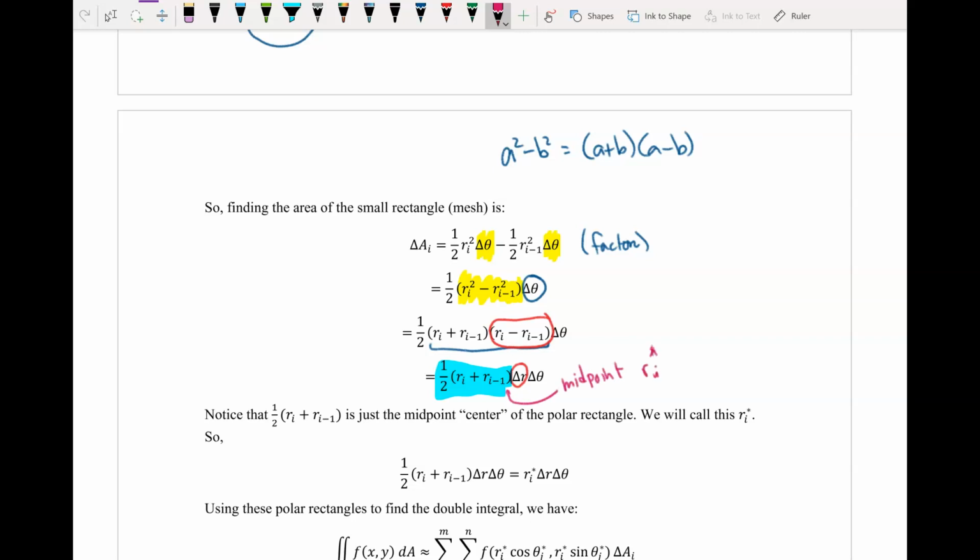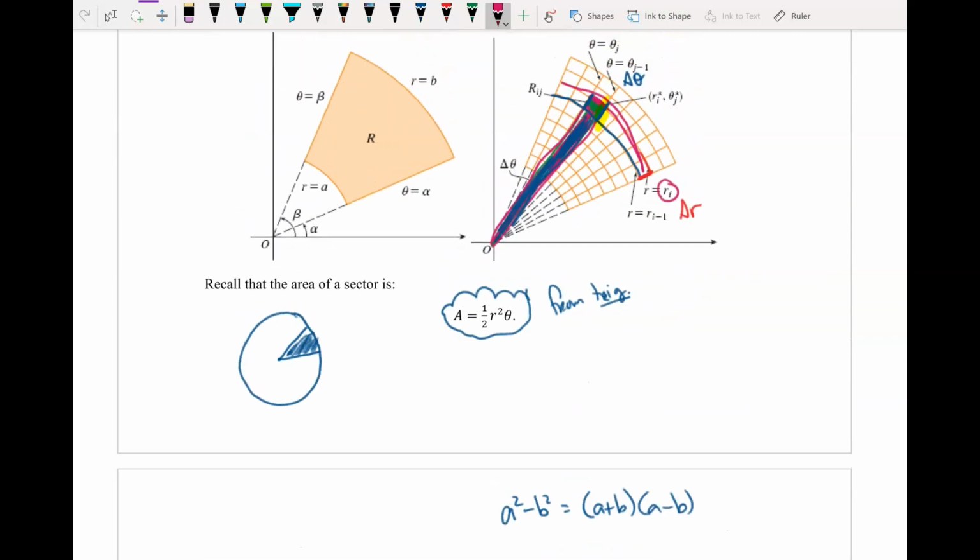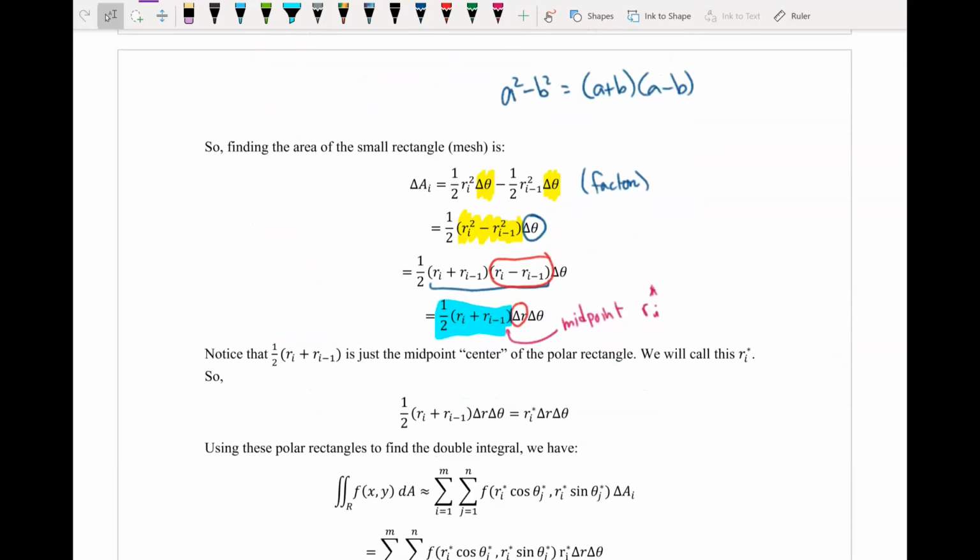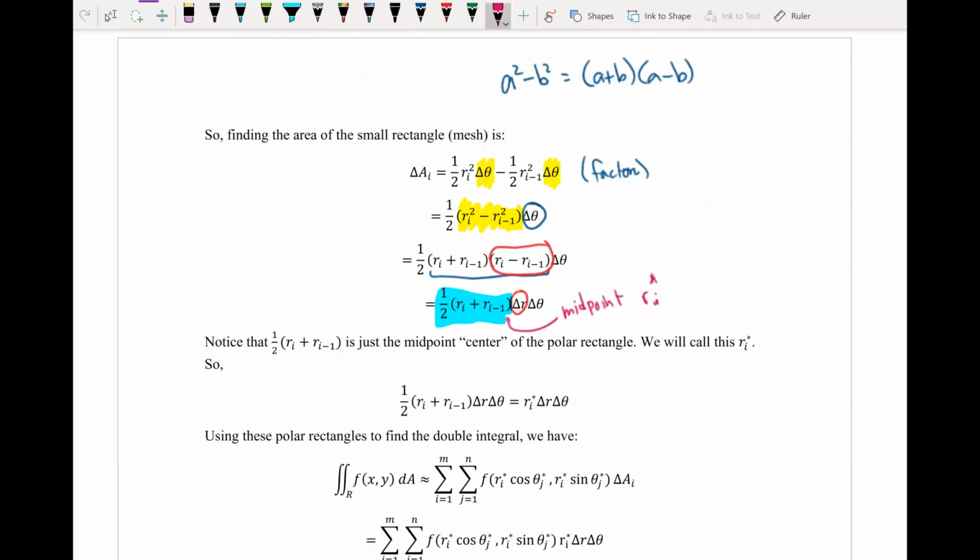So if you go back up to the graph, let me go ahead and delete this part, you'll see a little dot here, and that's where that dot is. It's in the middle part, so this is just a midpoint. That's why we're going to call it r_i star. So I'm going to replace this highlighted part with r_i star. That's where this guy came from. So we got r_i star delta r delta theta.